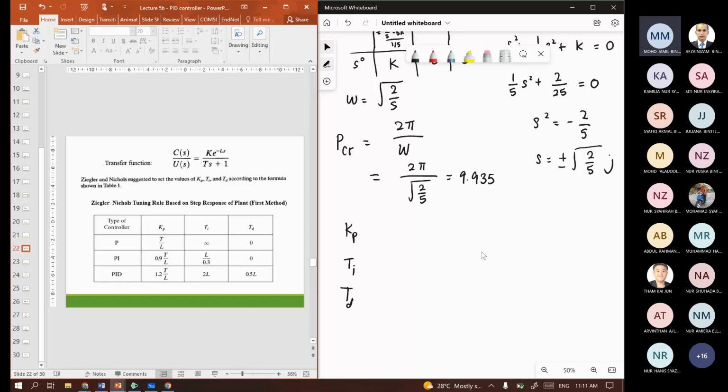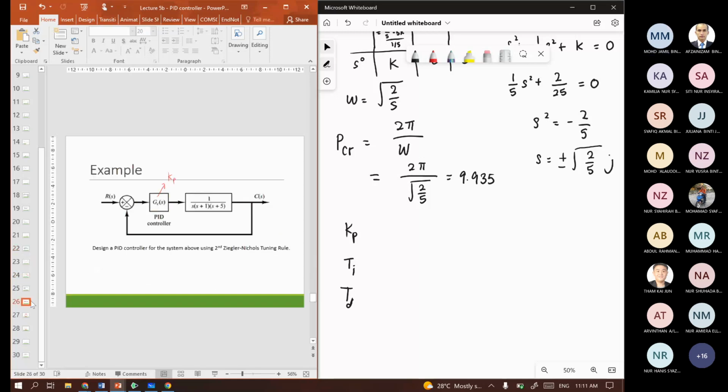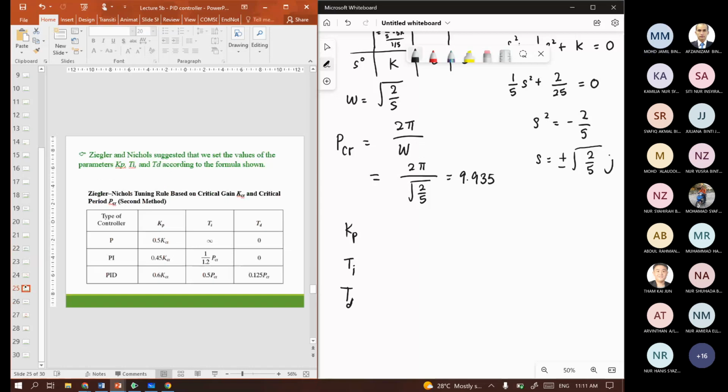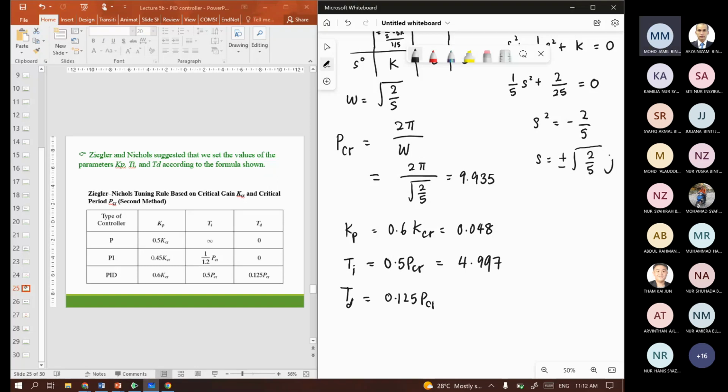So KP equals 0.6 times KCR. Then TI equals 0.5 PCR. And TD is 0.125 times PCR.